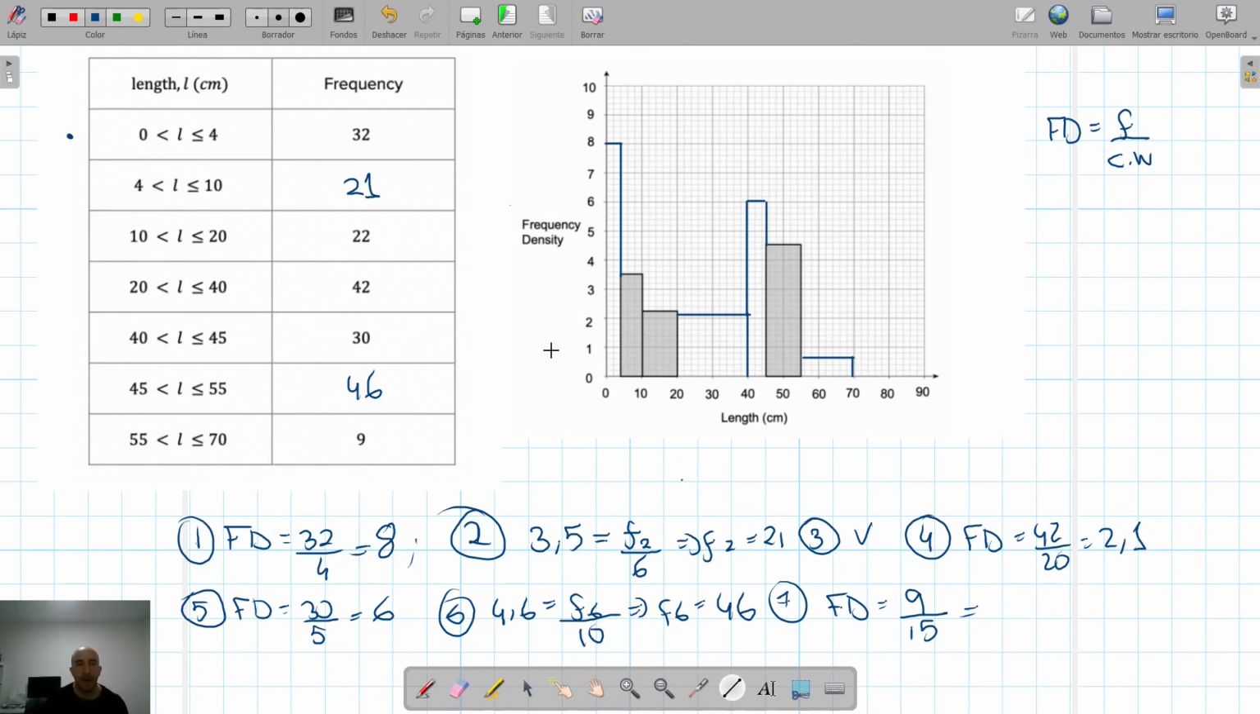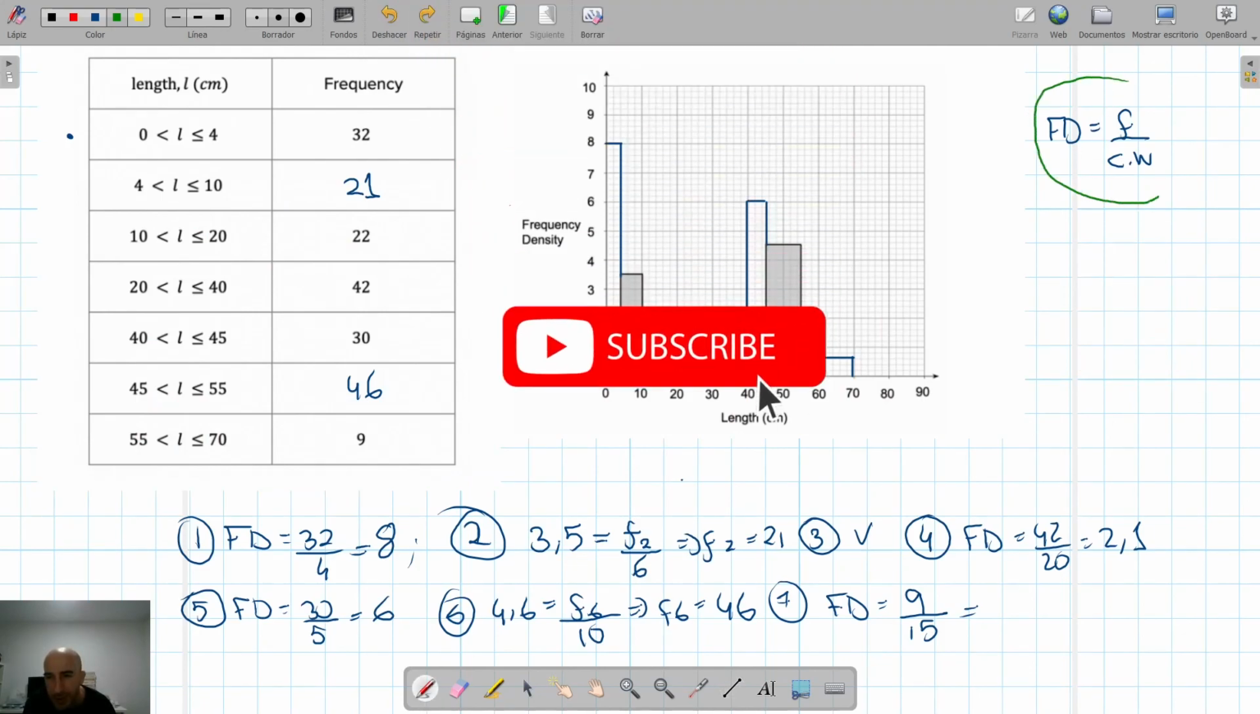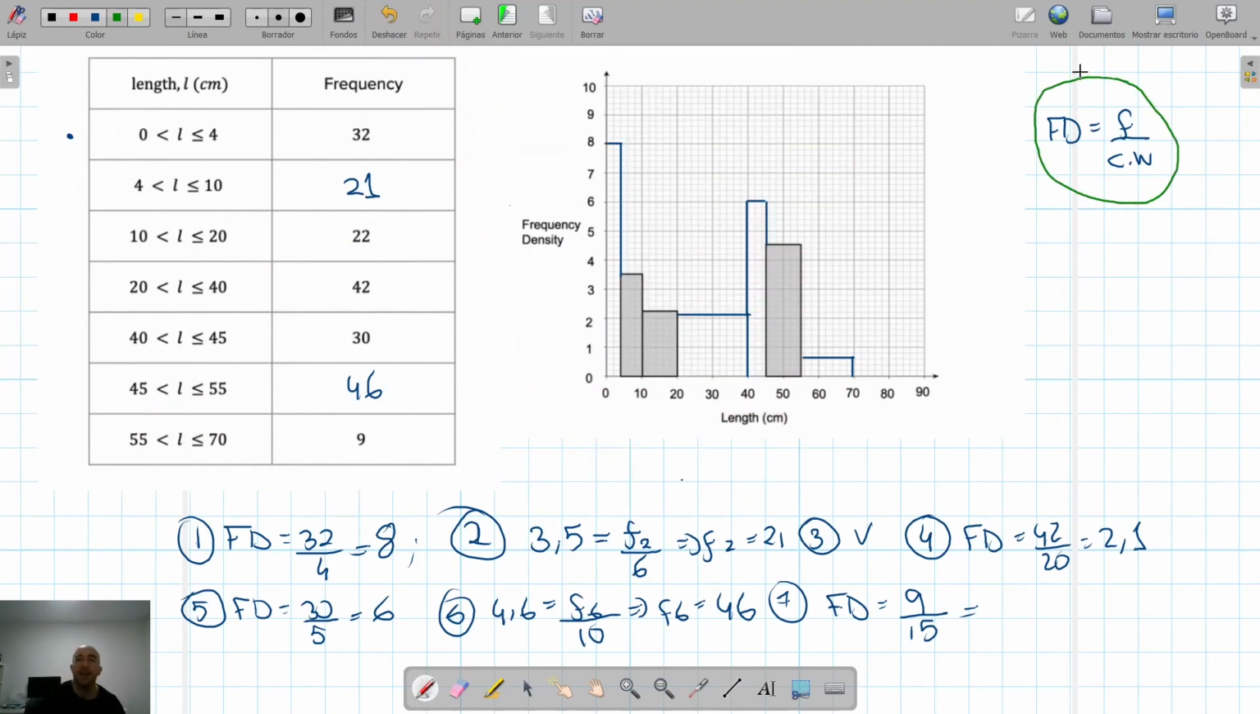Okay, so as you can see in histograms, the key is to remember that the frequency density equals the frequency divided by the class width.